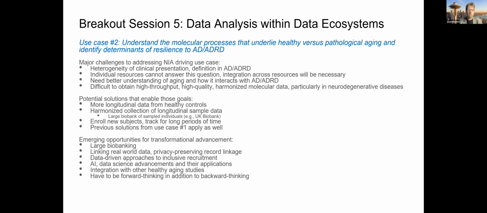Emerging opportunities: large biobanking, linking real world data, the PPRL kind of linkage and GUIDs that we talked about, data-driven approaches to inclusive recruitment. You could think of tiered ways of addressing this for analysis, like having real world data with huge populations and then doing innovative clinical trials that are much deeper and more expensive on smaller populations. Taking a data-driven approach to define those smaller populations is really an intriguing idea. And I think I mentioned some of these others. Next slide.